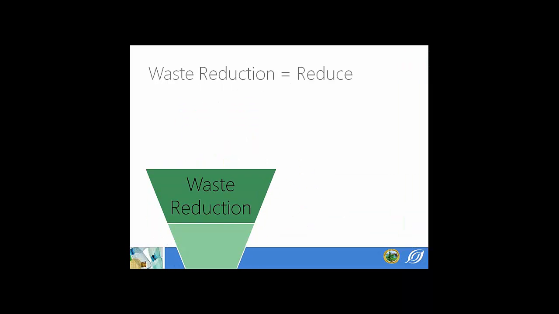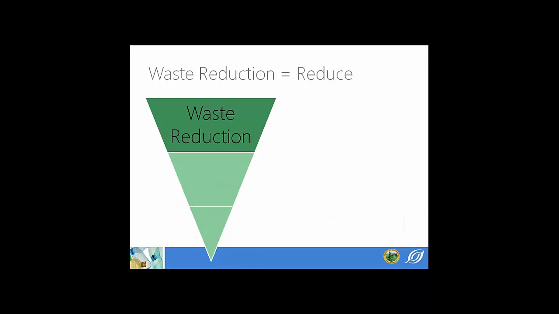Okay, so we're going to talk about waste reduction first. Reduce, also known as waste reduction, is first on the hierarchy. The reason for this is that we found waste reduction is the best way to eliminate disposal. If we don't create waste in the first place, if we reduce it, then we don't have to recycle it, we don't have to find alternative uses for it. We just haven't created it in the first place.